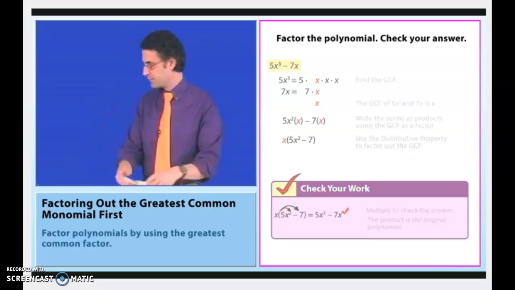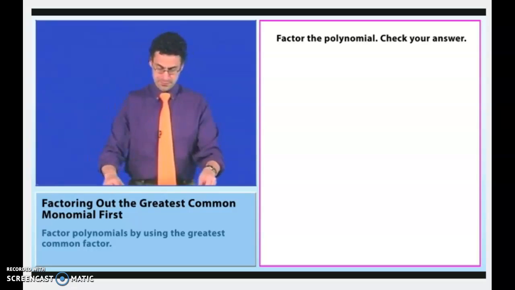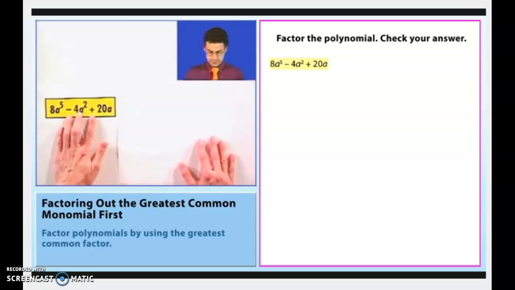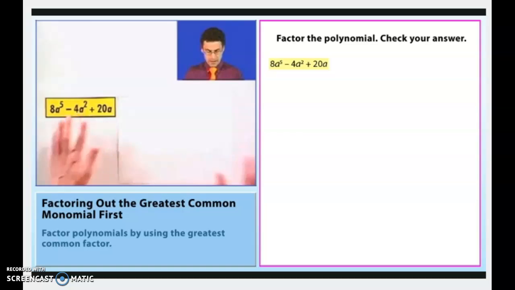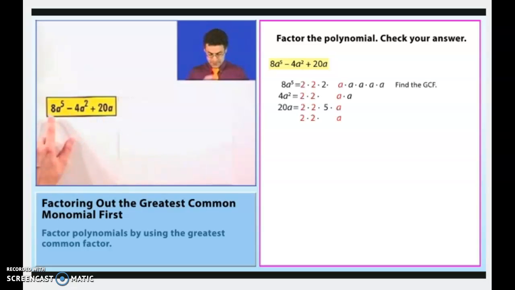Let's try another example together. The other example I want to look at is this fun one: 8a to the 5th minus 4a squared plus 20a. Let's see what the greatest thing we can factor out of this is. Let's look at the coefficients first, these numbers in front. What's their greatest common factor? I think it's 4. There's a factor of 4 here, a factor of 4 here, and a factor of 4 here, and that's the biggest thing to factor out.